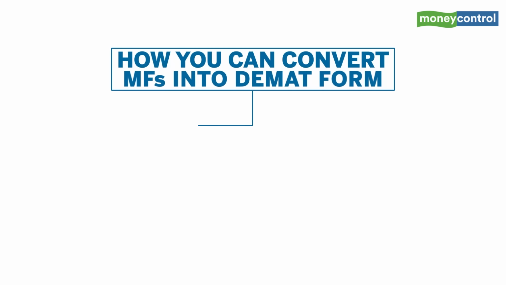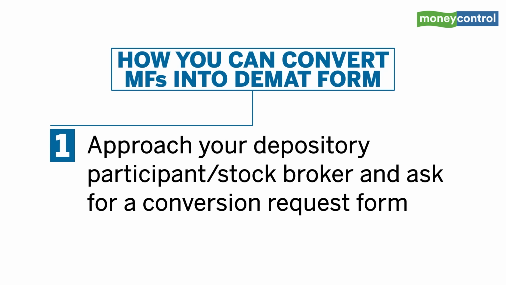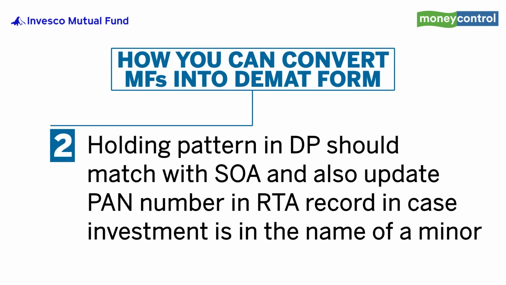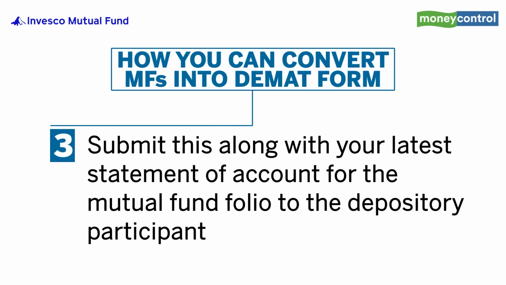The first step in this conversion process is to approach your depository participant, or stockbroker, and ask for a conversion request form. You will have to fill this form with details of your folio holding, sign, and then submit it. For folios in joint holding, all investors must sign. The holding pattern in DP as per client master list should match with the statement of account, and also ensure to update PAN number in the RTA record through a non-commercial transaction request in case of investment in the name of a minor. Submit this along with your latest statement of account for the mutual fund folio to the depository participant.